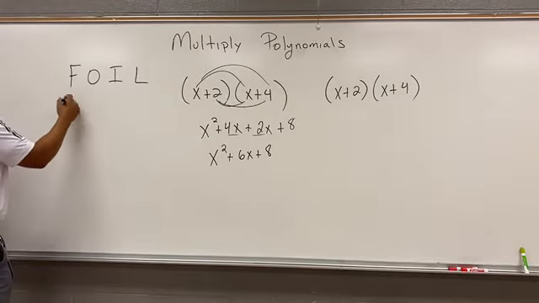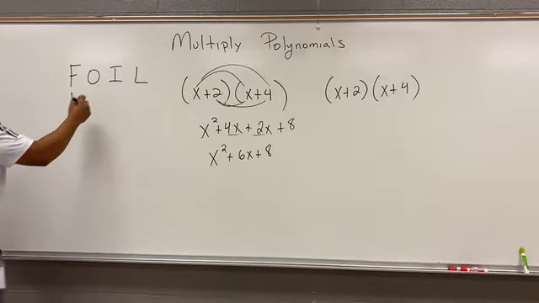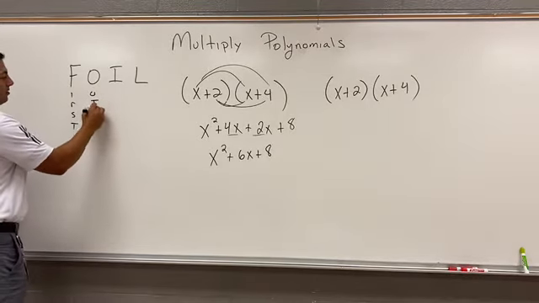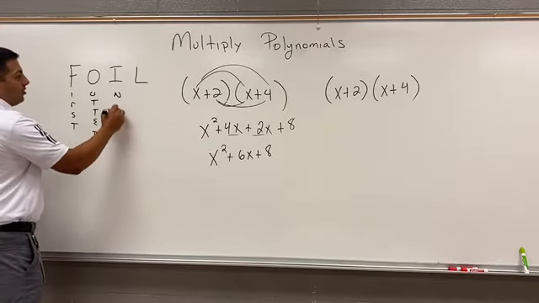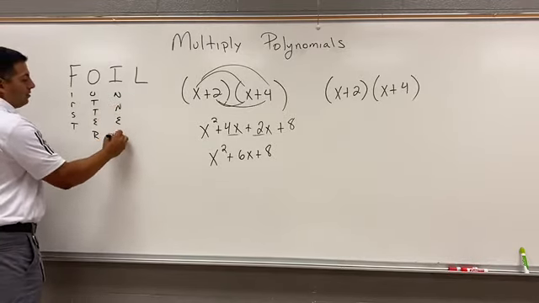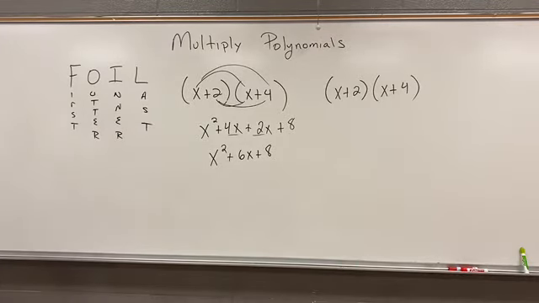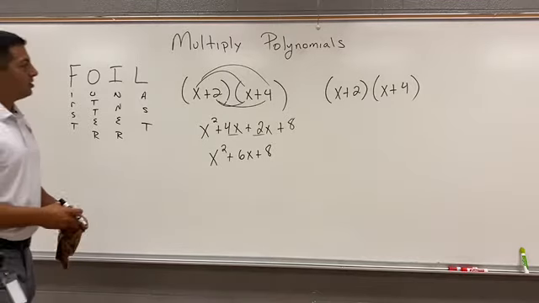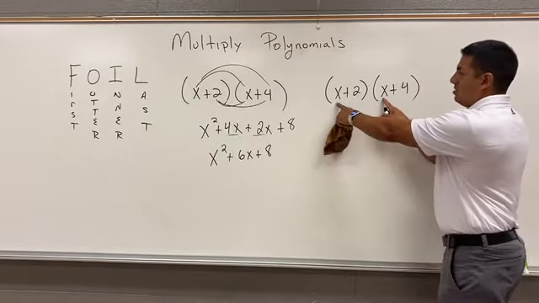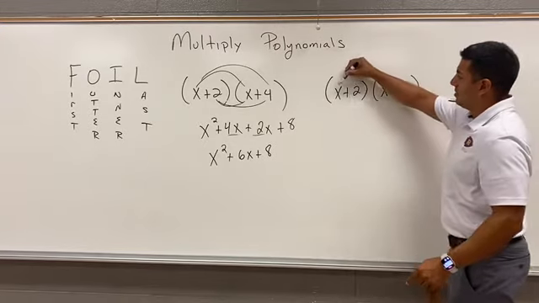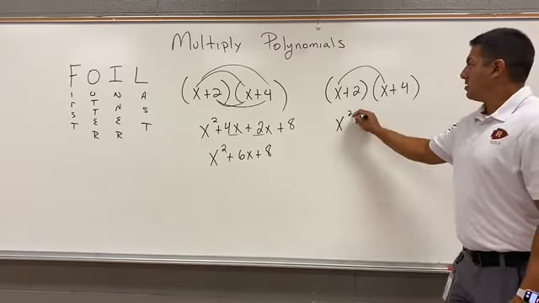FOIL starts with the F, so this is first. And then the O stands for outer. The I stands for inner. And then the L stands for last. So if you look, the first terms are the first of each of the binomials. So the x and the x. So we would multiply them to get x squared.